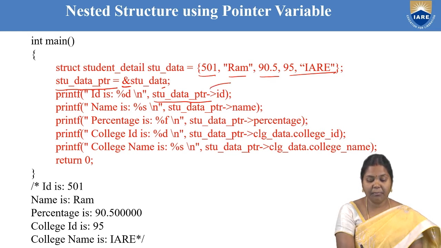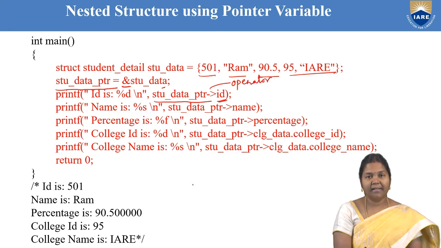So student_data_pointer is the name of the pointer variable. Arrow is the name of the operator. This is the arrow operator, and we want to print the ID, so it will print the ID. Similarly, you can print student_data_pointer arrow name, so it will print the name, and so on.